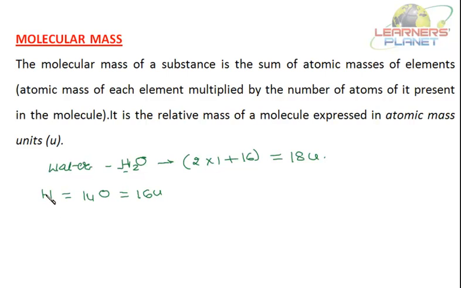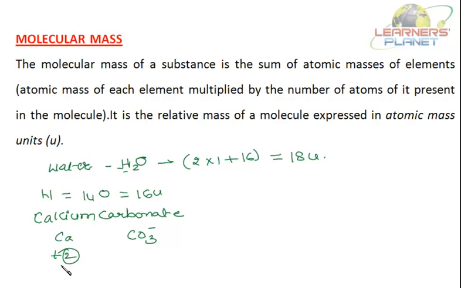Say if I have to calculate the molecular mass of calcium carbonate. What is the formula of calcium carbonate? What is the symbol of calcium? It's Ca. What is the symbol of carbonate? It's CO3, and the minus is a charge. Now the valency of calcium is 2. It is an ionic compound, and the charge on calcium is +2.